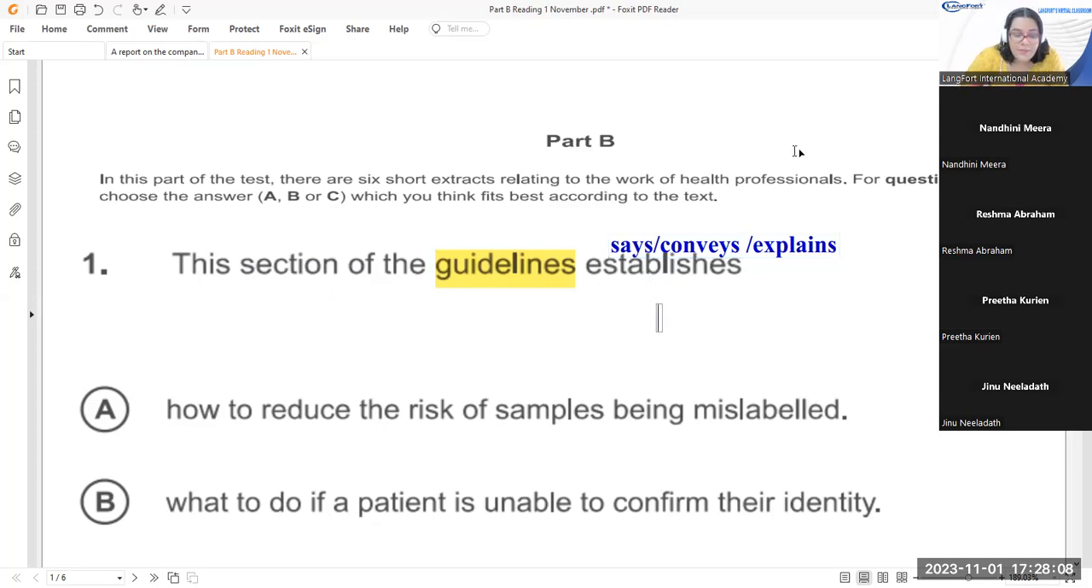So here it means conveys or explains. So basically, we need to figure out what the guidelines say or convey. What do the guidelines say?